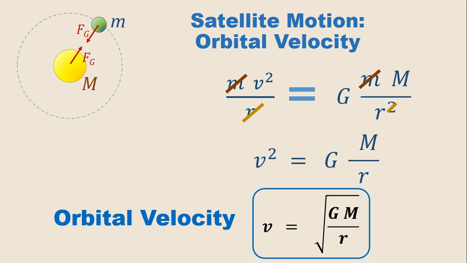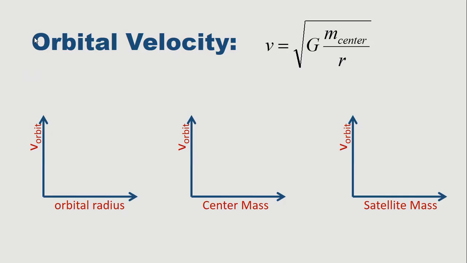G is our gravitational constant, M is the mass of the object in the center of the orbit, and r is the orbital radius. Let's consider some predictions of the orbital velocity equation.